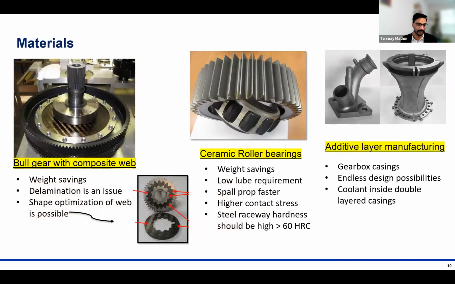Okay. Non-metallic materials are also making themselves useful. So in this picture is shown a large gear with a steel rim and steel teeth, but with a composite web. So instead of having a steel web, the web is made out of a composite material. And that enables you to save a lot of weight and also it's better at higher speeds.